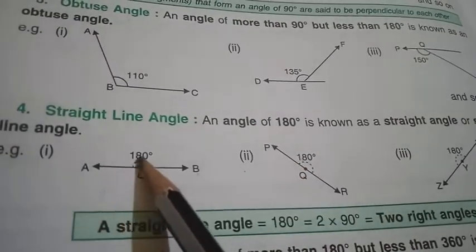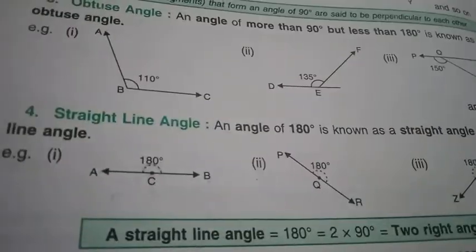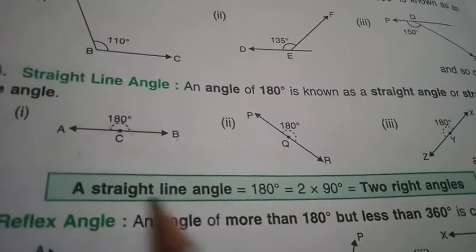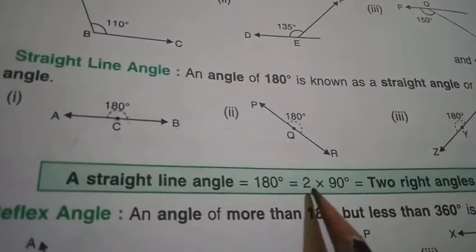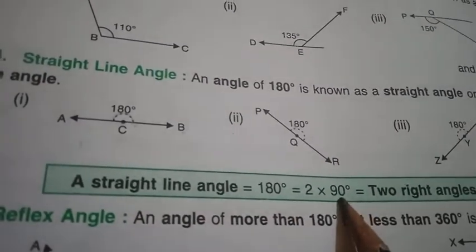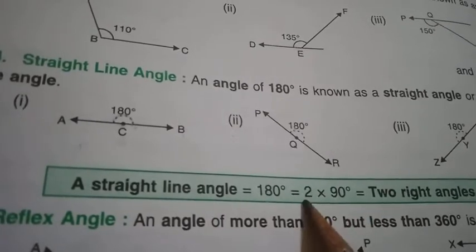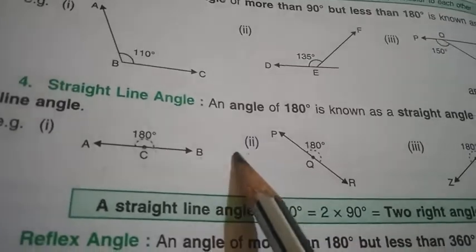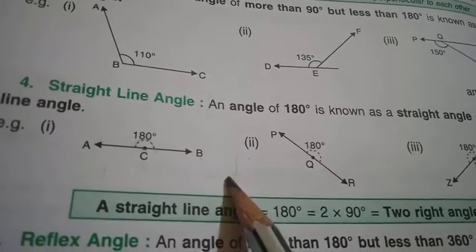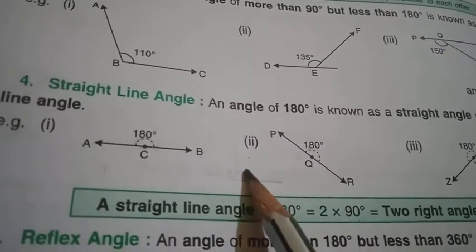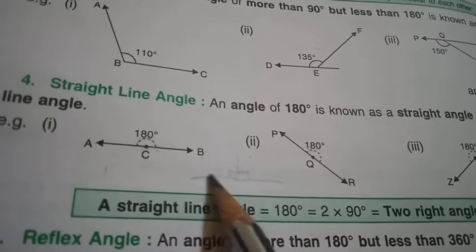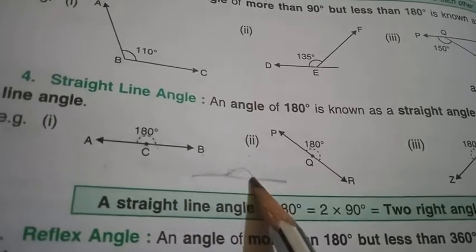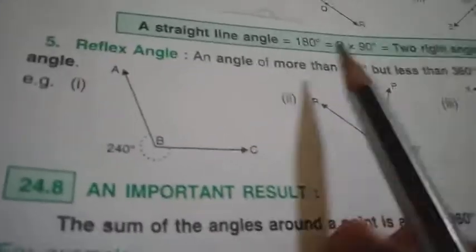Alright, so you can see here 180 degree. A straight line angle is 180, which is twice right angle. Which is twice right angle. Means what? You can see here this is 90 degree and one more 90 degree. So 90 plus 90, this is 180 degree. Okay. Now next is reflex angle.